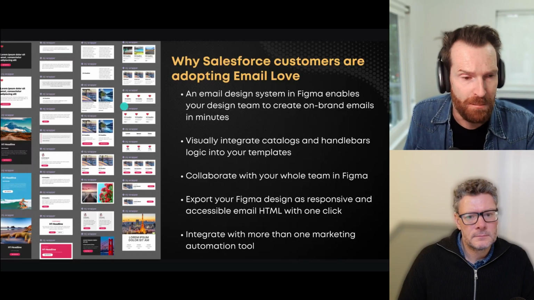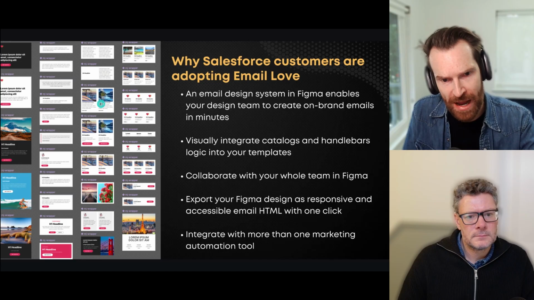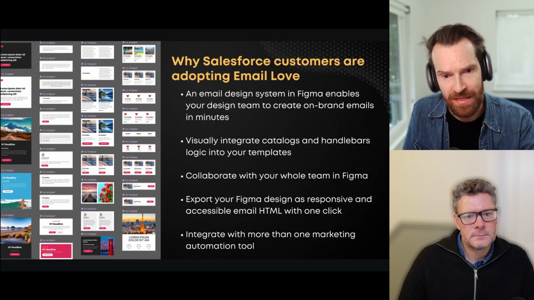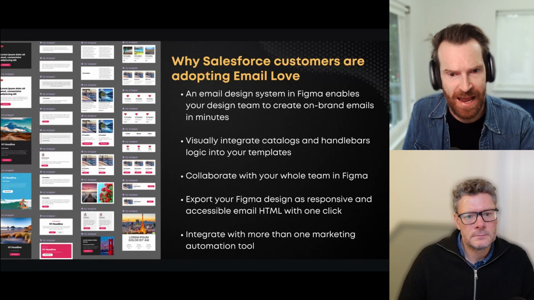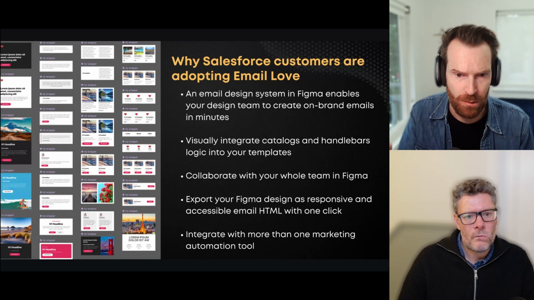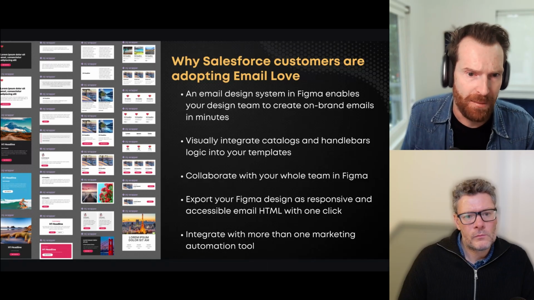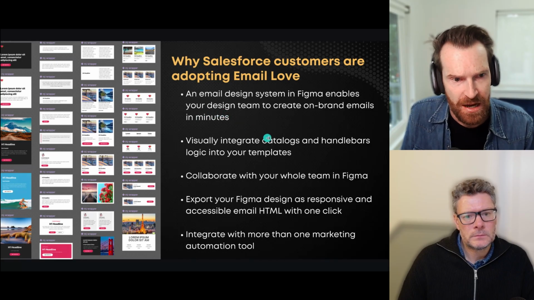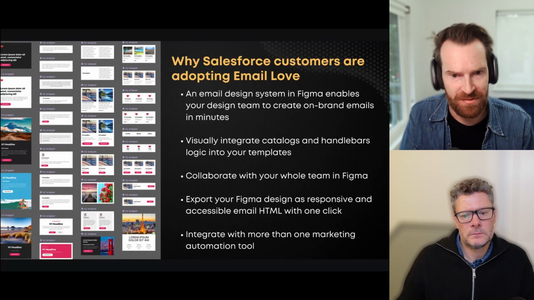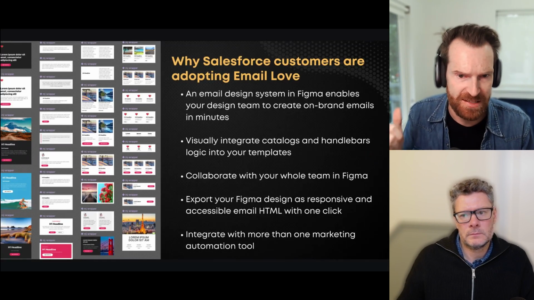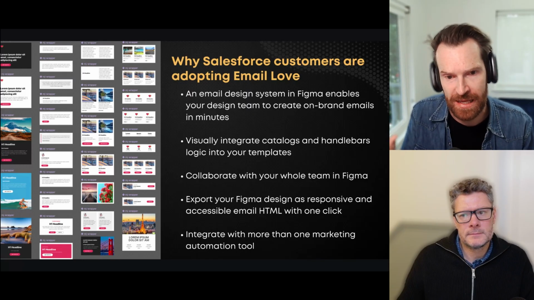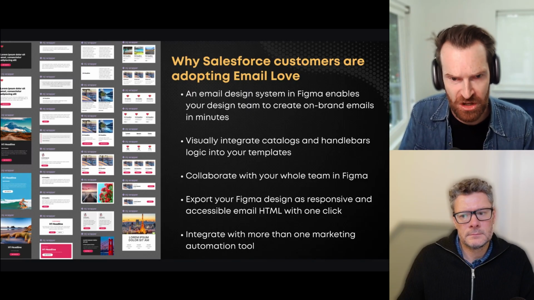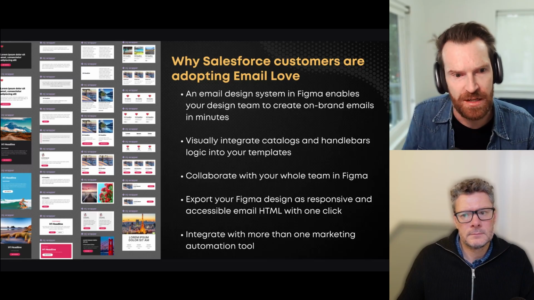And so the design team controls the branding, the look of the components. The marketers then add their content, add their images, stack these content blocks on top of each other, and they create a visually attractive email design in minutes. The more technical marketers can also add AMPscript, handlebars, liquid, whatever templating language you're using for dynamic content. That is all added directly in Figma as well. So you can visualize your dynamic content.